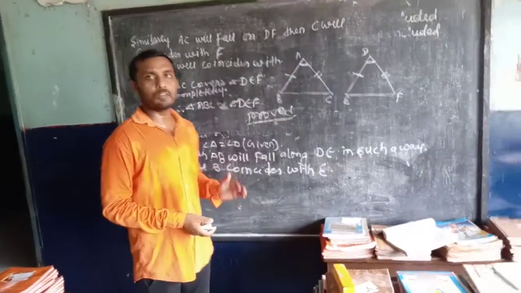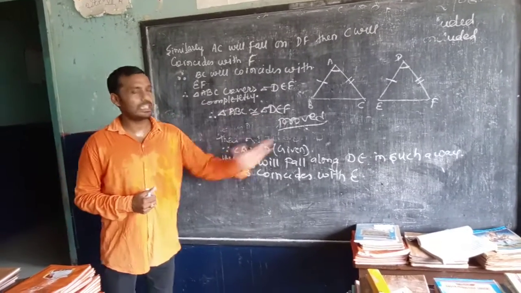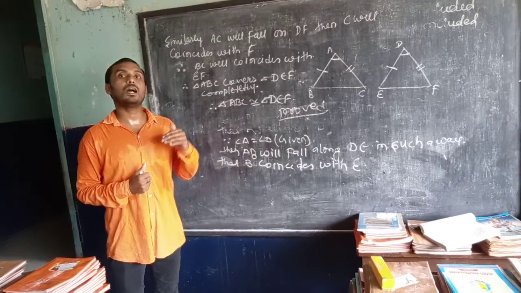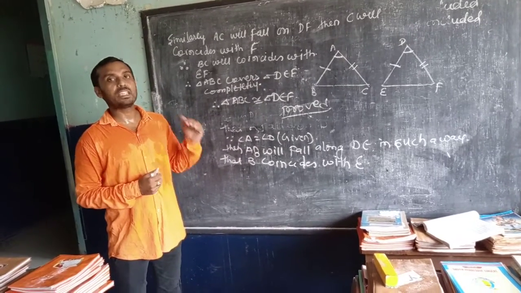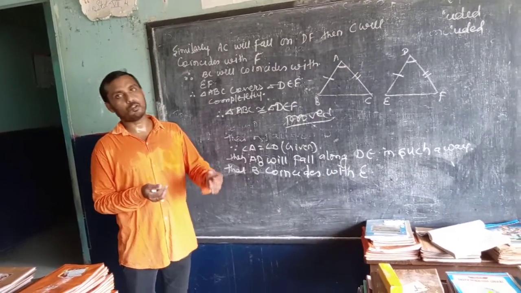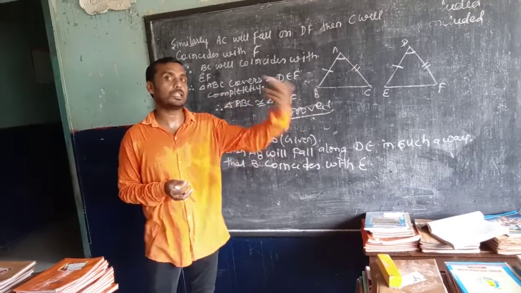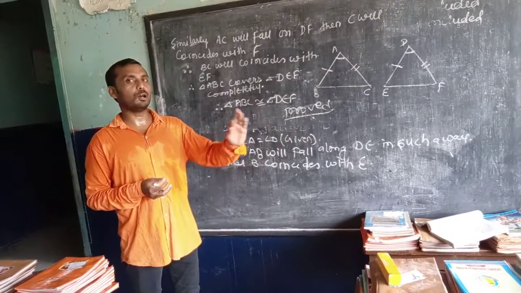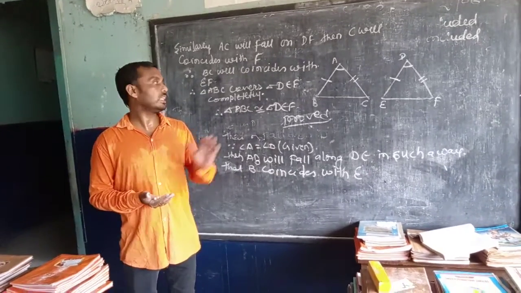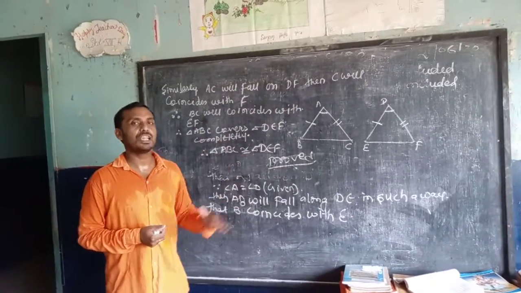So this is the way, student, we can prove this theorem, which states that two triangles are congruent if two sides and the included angle between them are equal to the other two sides and included angle of the other triangle. So in this way we can prove this theorem.